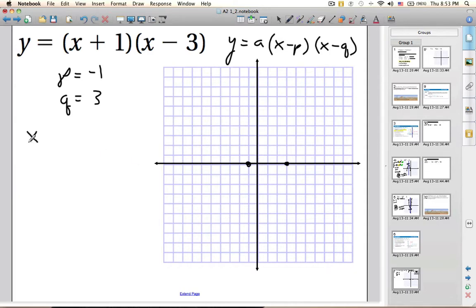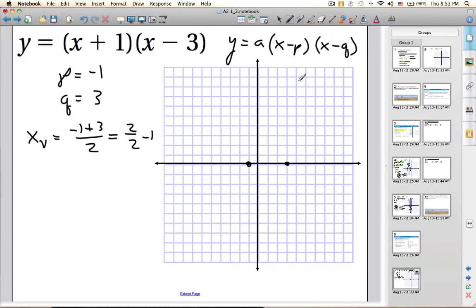I know that the x-coordinate of my vertex will be equal to (negative 1 plus 3) divided by 2. That'll give me the place halfway between them. Negative 1 plus 3 is 2. 2 divided by 2 is 1. So my axis of symmetry is going to go right through here where x is equal to 1.